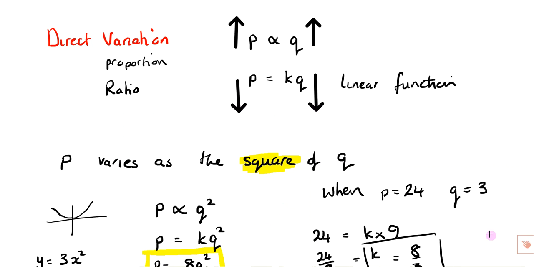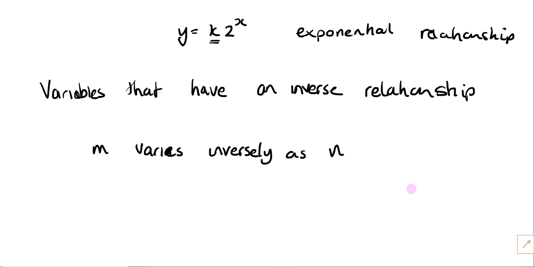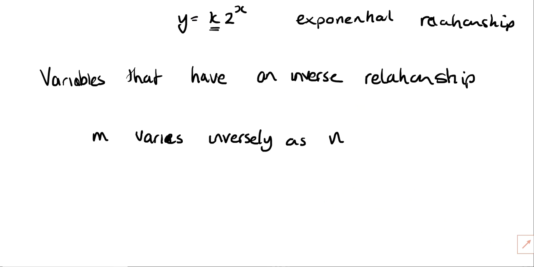However, when we've got an inverse relationship, we have a different setup, which is we say m varies as 1 over n. So that's the inverse relationship. You can see why, if n increases, 1 over n will actually decrease. Because n will get bigger, but 1 over n will become smaller. And in the same way, if n decreases, 1 over n increases.